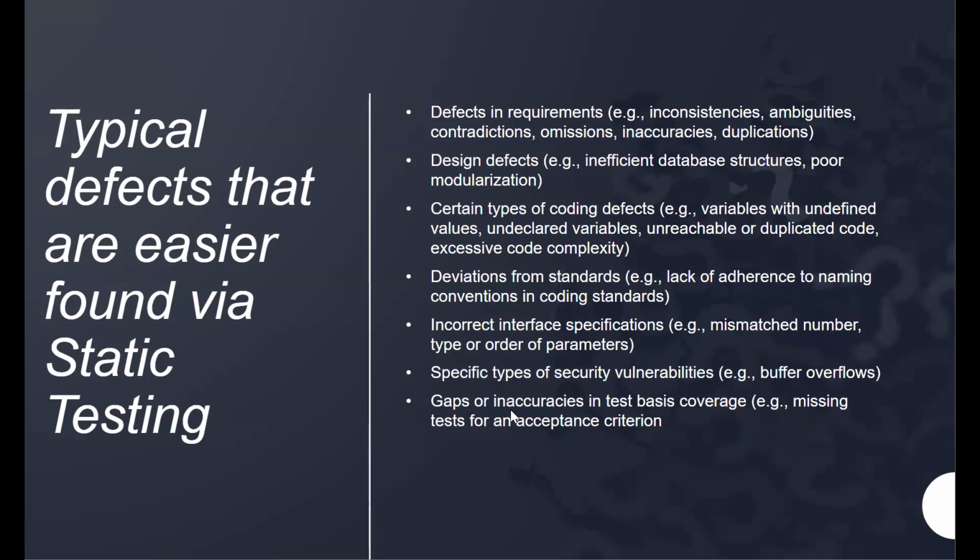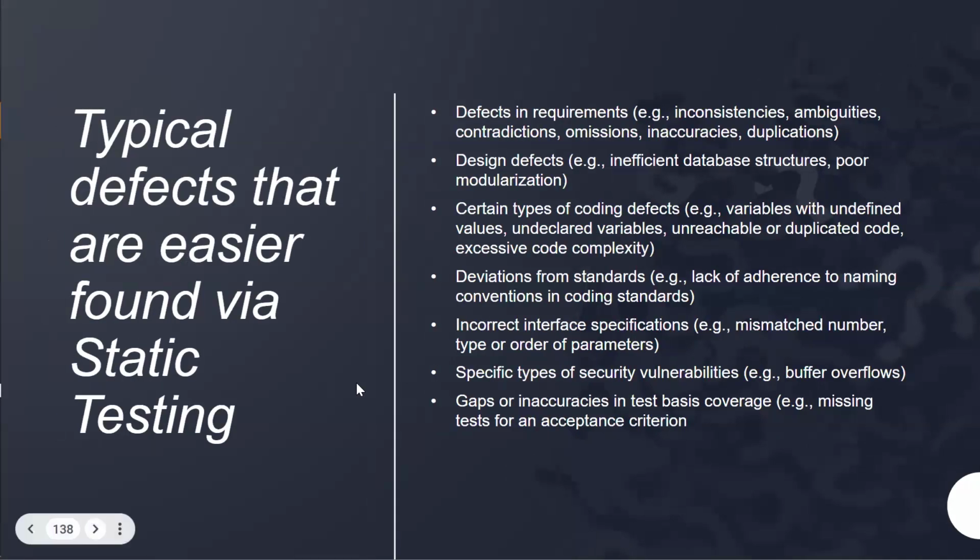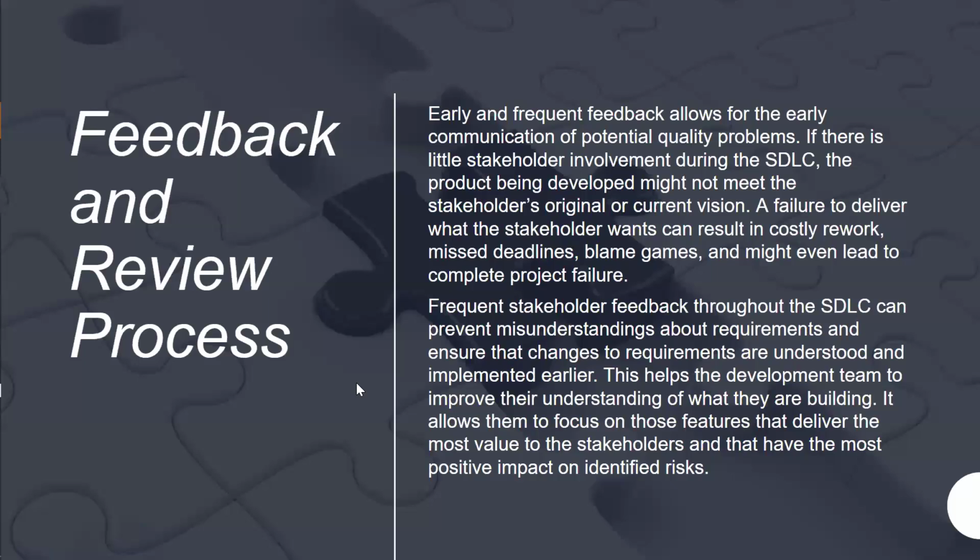You can also find gaps or inaccuracies in test-basis coverage, based on the acceptance criteria. So these are the defects that can be found doing static testing. All right, so we move over to the feedback and review process.